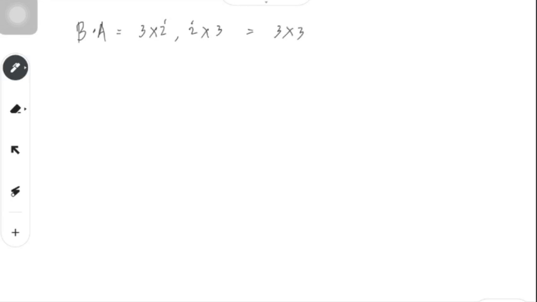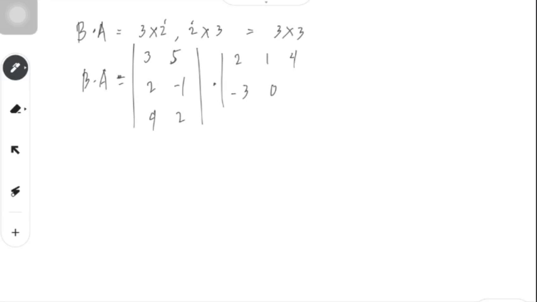So, B times A is simply, what is our B? B is 3 and 5, then 2, negative 1, 4, and 2. Then times your A. Your A is 2, 1, and 4. Then negative 3, 0, and 2.